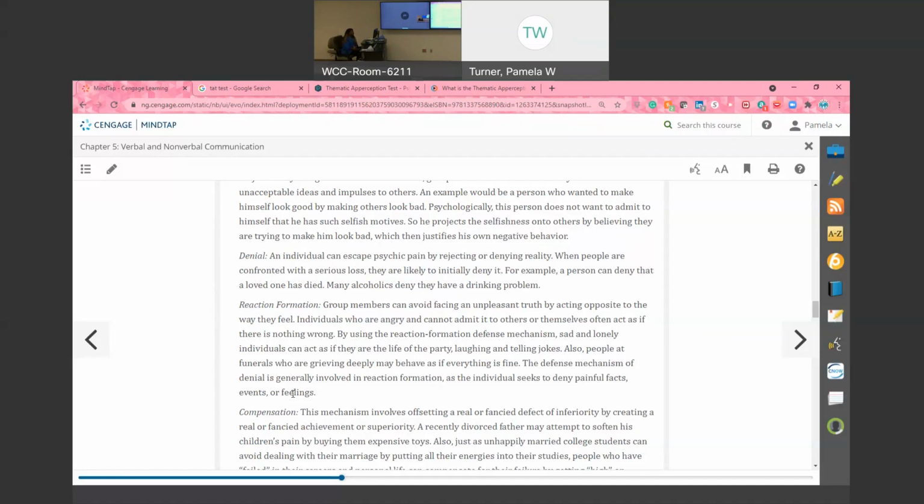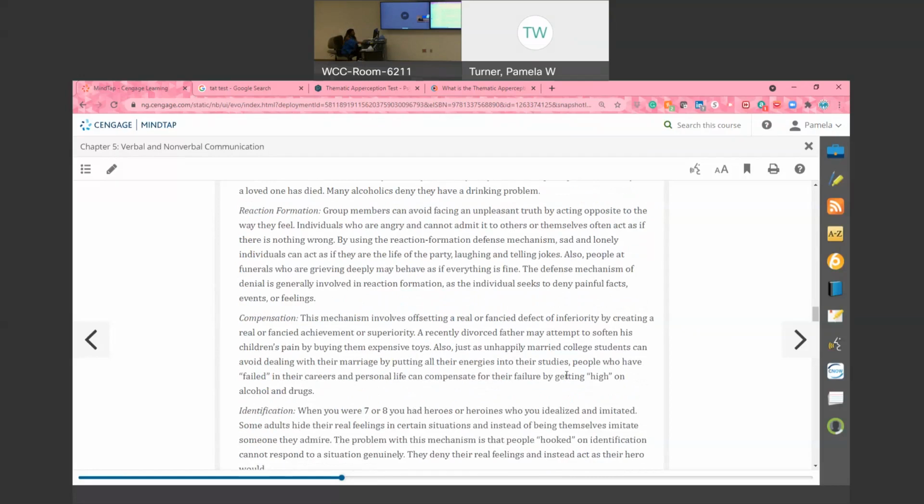Okay, so the mechanism involves offsetting a real or imagined defect or inferiority by creating a real or fantasized achievement of superiority. For example, a divorced father may attempt to soften the child's pain by buying them expensive toys. Exactly. Just as unhappily married college students can avoid failure by putting all their energies into studies, right? So I'm compensating for an area that I'm not good at, so many times I'm overcompensating. What I'll see sometimes on a test question would be a woman who is overweight and out of shape and can't keep up with her friends while shopping. She feels really bad, so she buys all of her friends expensive gifts. Okay, she is compensating for her feeling of inferiority that she can't keep up with her friends.